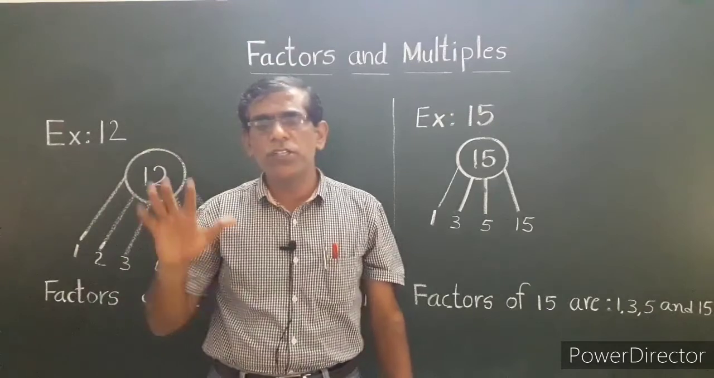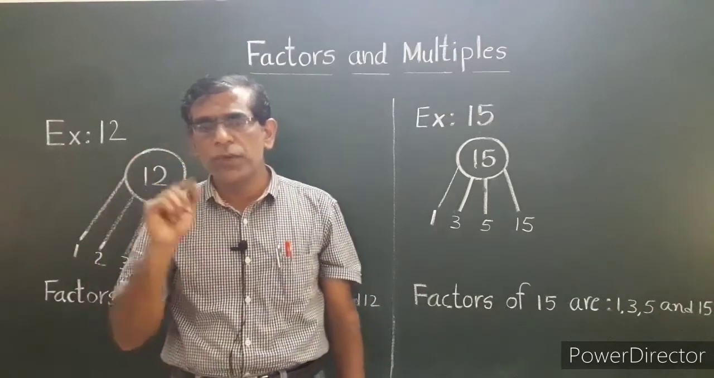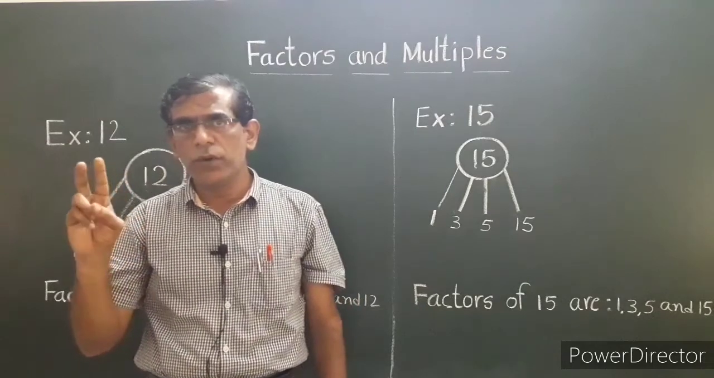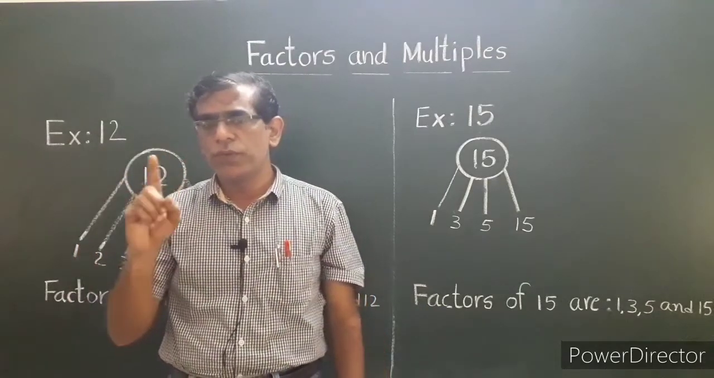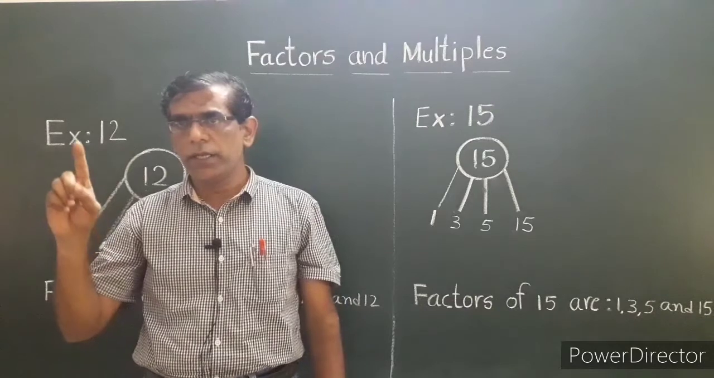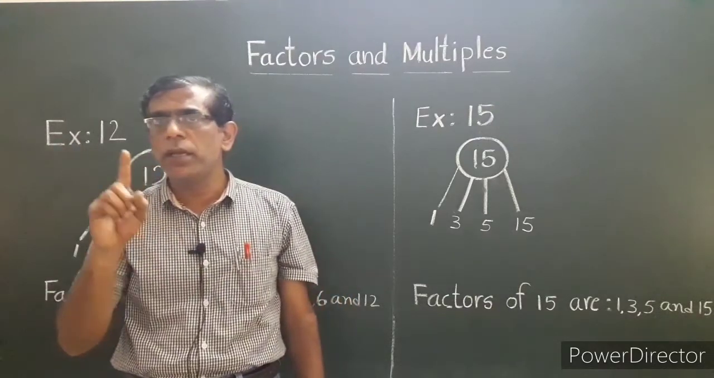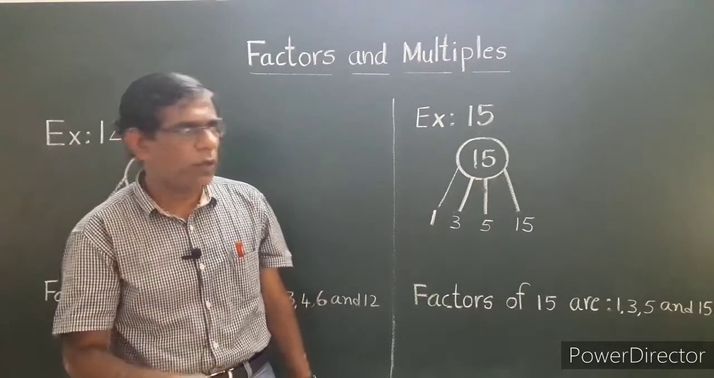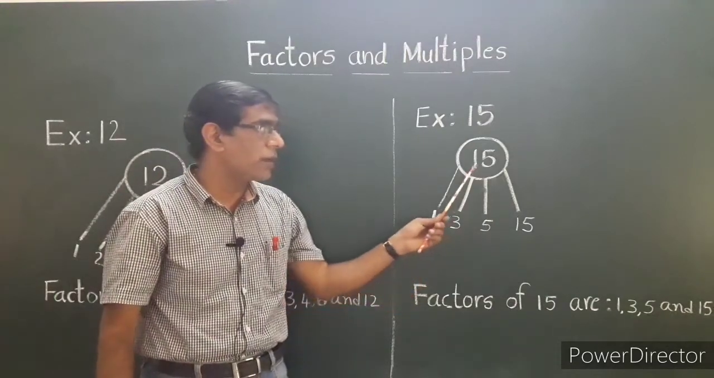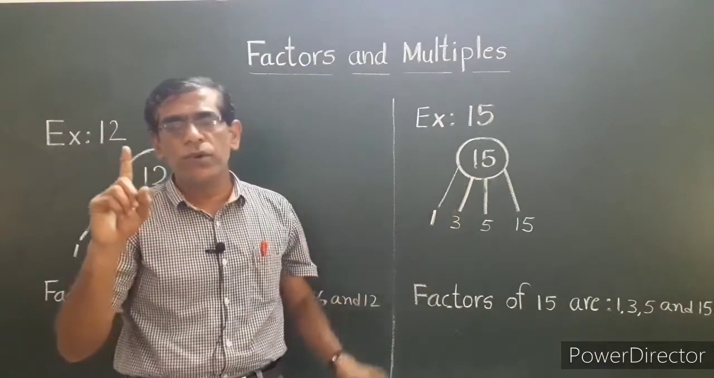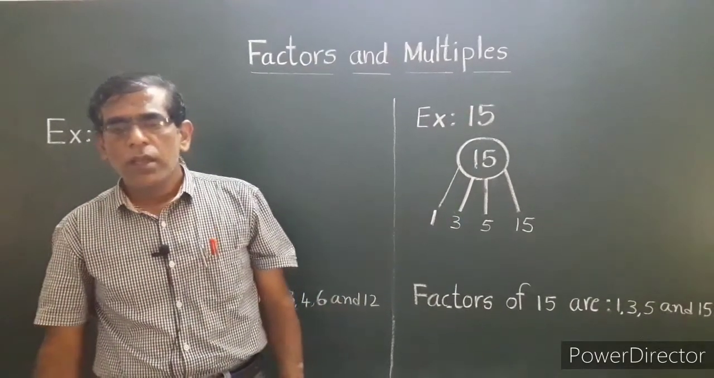If I distribute 7 pens per student, 7 plus 7 is equal to 14. So 15 minus 14 is equal to 1. 1 pen left. Therefore 7 is not a factor of 15.